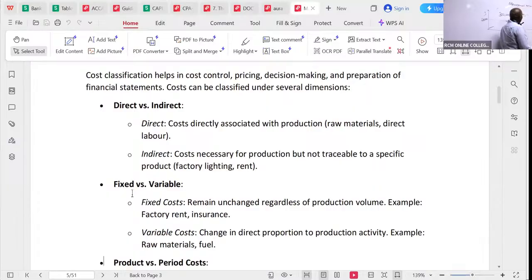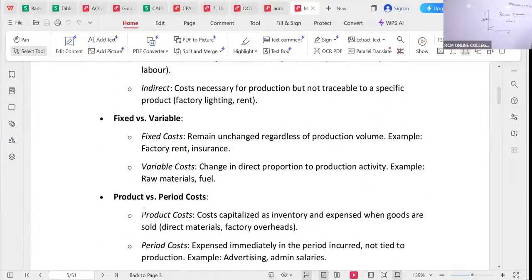Variable costs, as the name suggests, ladies and gentlemen, are those costs that change. As output changes, they vary. Variable costs change as well. Variable costs are also known as what here? Direct costs.